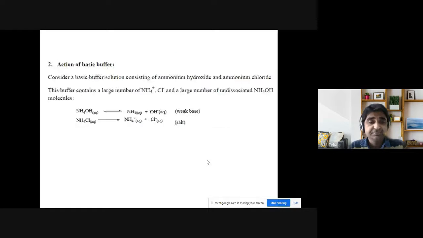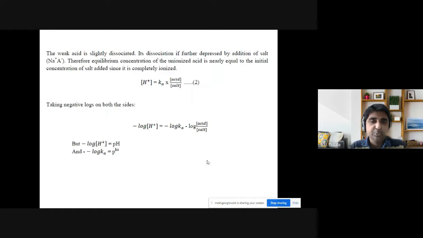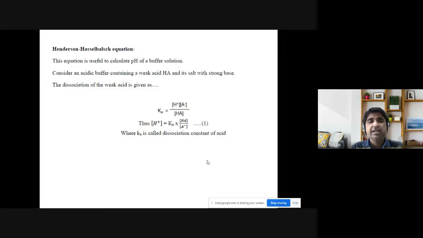Okay, so in the previous lecture we discussed how this buffer solution tries to maintain its pH value. Now there is one more term related to this concept, called the Henderson-Hasselbalch equation. We have actually considered that term.